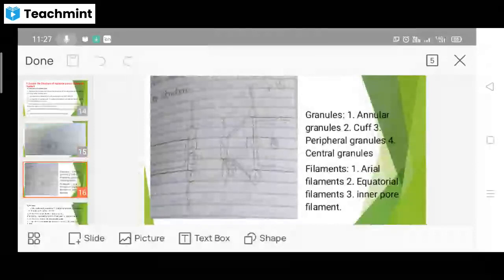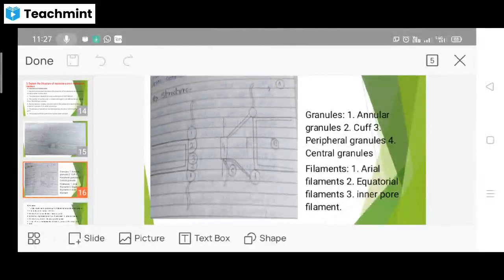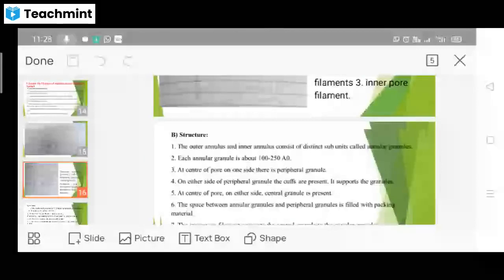So here, according to the position, at the center there are the annular granules, then there are the curves along the sides, then peripheral granules at the sides, and at the center you will see the central granules. और फॉर सपोर्टिंग दिस ग्रैनुल्स दिस फिलामेंट्स आर देयर: एरियल फिलामेंट्स, देन इक्वेटोरियल फिलामेंट्स एंड इनर पोर फिलामेंट्स. स्ट्रक्चर में आप पूरा यहाँ पे बता सकते हो कि इट इज़ ए nuclear pore complex, it is nothing but the annular granules complex.